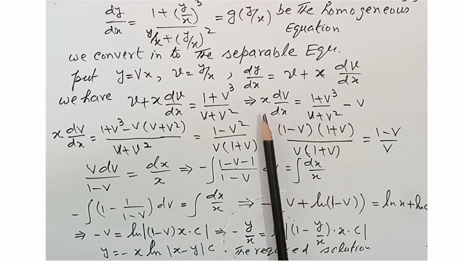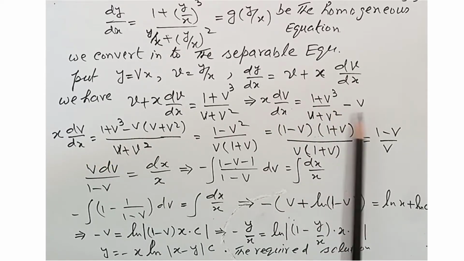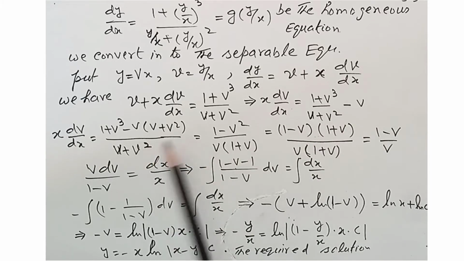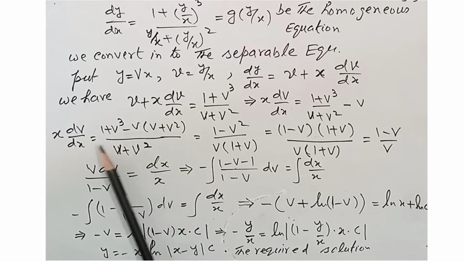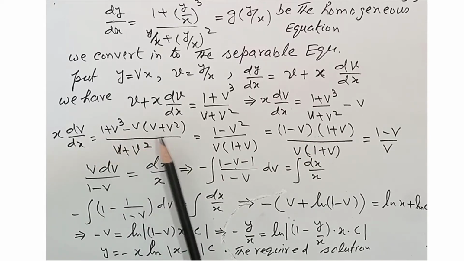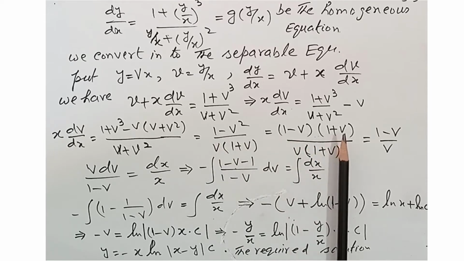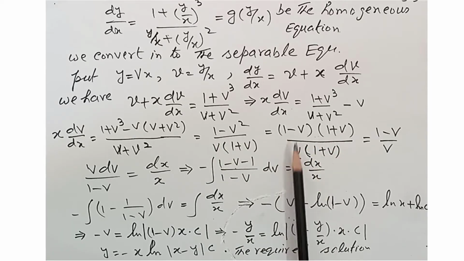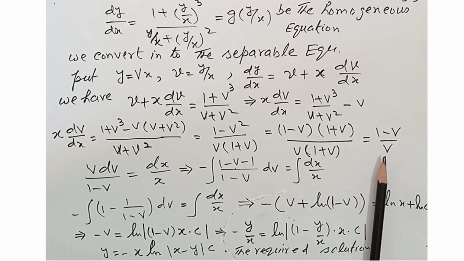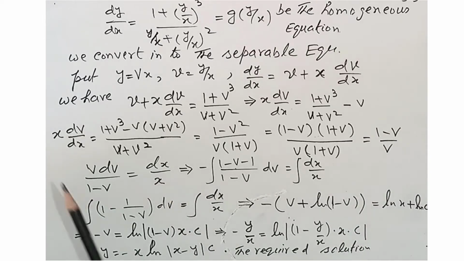This becomes x into dy by dx equal to 1 plus v cube minus v into 1 plus v square divided by v plus v square, and after simplification we have 1 minus v square over v into 1 plus v. This can be written as 1 minus v into 1 plus v, they will cancel. So we have 1 minus v over v. By cross multiplication, we have v dv divided by 1 minus v equal to dx over x.